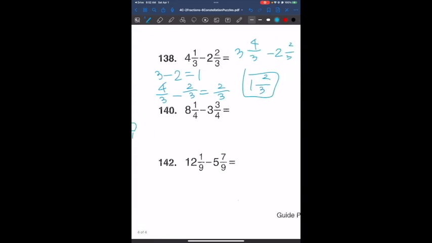And then again, we're going to do the same thing. We're going to rearrange 8 and 1/4 into 7 and 5/4. And so when we subtract the whole number, we get 4, and when we subtract the fraction, we get 1/2. It was 2/4, so when we simplify, it's 1/2. So our answer is going to be 4 and 1/2.